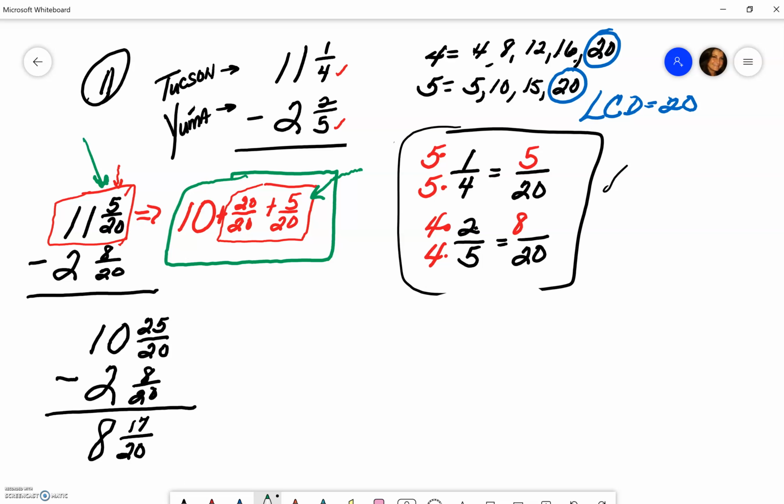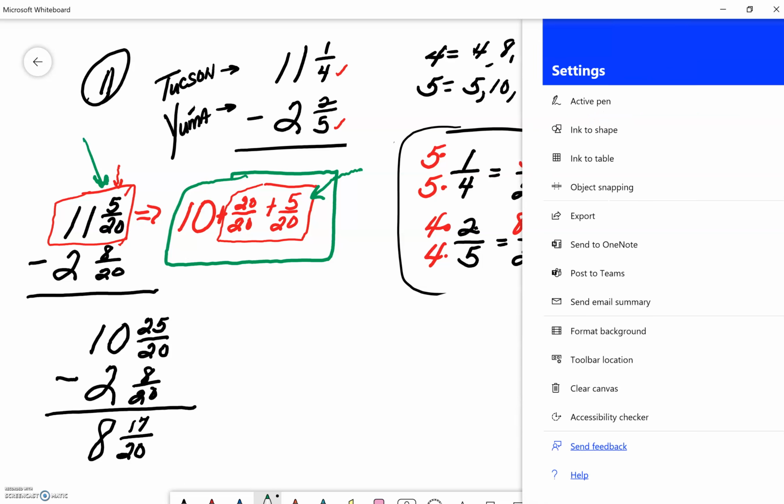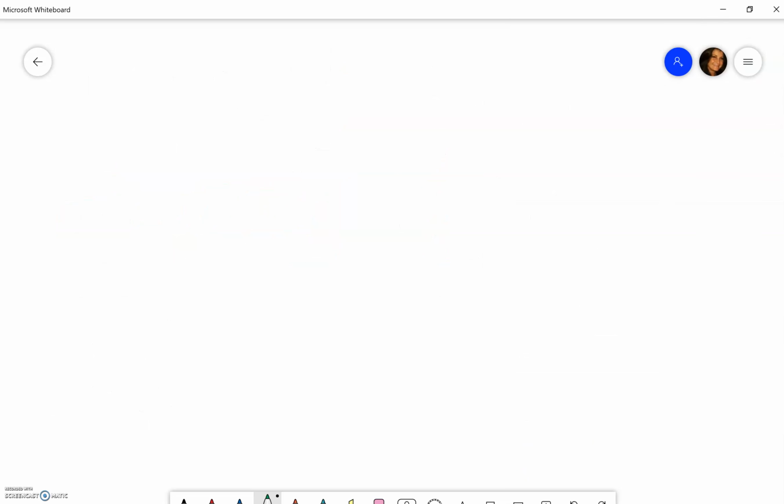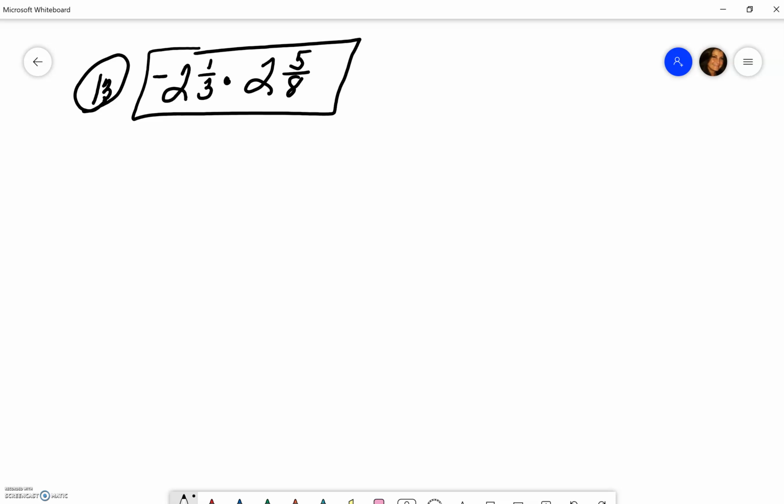All right, so moving over to number 13. All right, so number 13. We have -2 1/3 multiplied by 2 5/8. All right, so all we have to do is just convert those to improper fractions and then multiply across. So the first one, we take 2 times 3 is 6 plus 1. That gives us 7 over 3 multiplied. And the next one will be 8 times 2, which is 16. And then you add on 5, and that'll give us 21 over 8.